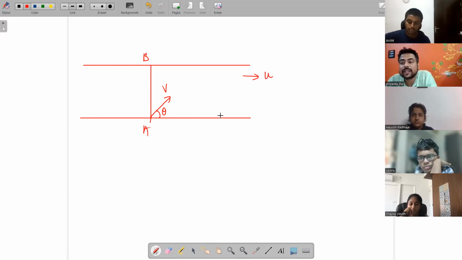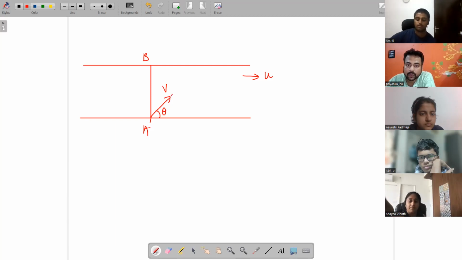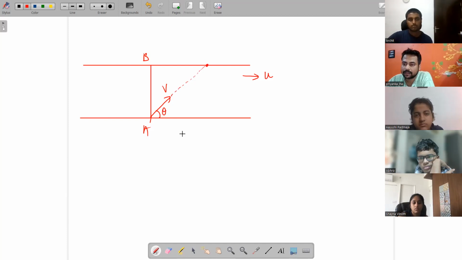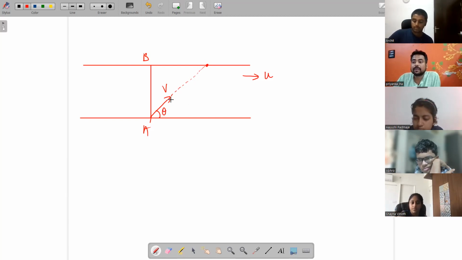Now, if the river is not flowing, then whatever velocity this is, we can consider it with respect to ground as well. But in this case, if this man starts in this direction, do you think he will go in this direction only and reach over here? No. Why? Because the river will also drag him. So eventually the man will go in some other direction.